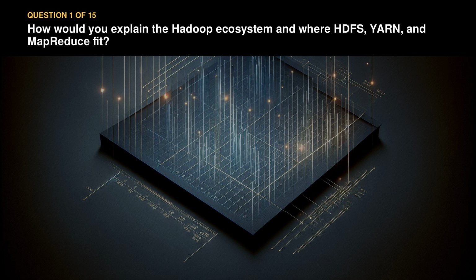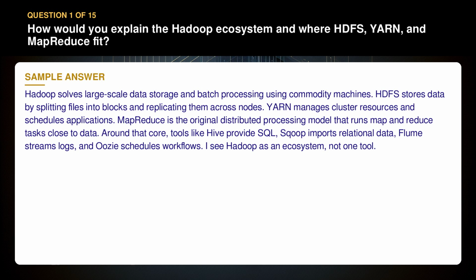Question 1. How would you explain the Hadoop ecosystem and where HDFS, Yarn, and MapReduce fit? Hadoop solves large-scale data storage and batch processing using commodity machines. HDFS stores data by splitting files into blocks and replicating them across nodes. Yarn manages cluster resources and schedules applications. MapReduce is the original distributed processing model that runs map and reduce tasks close to data.